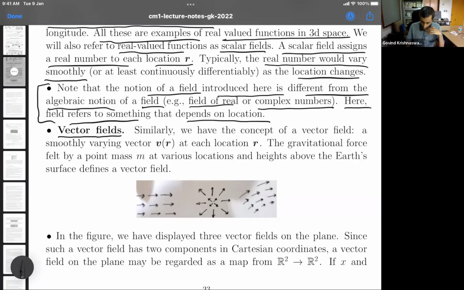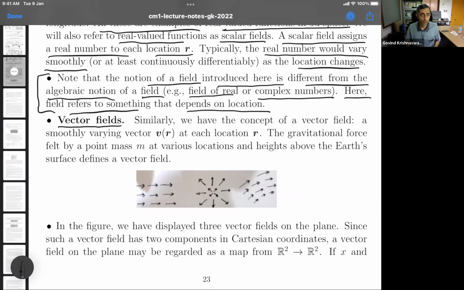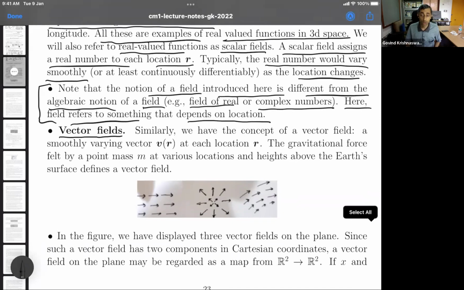Okay, so let me go further now, leaving behind scalar fields to what are called vector fields. We've already talked about vectors. A vector is simply an arrow at a point. But suppose we extend that somewhat. We will now talk about the concept of a vector field. By that we mean a smoothly varying vector v of r at each location r. So at each location in this room, one can imagine having a vector. That vector may be the instantaneous direction in which the air is moving.